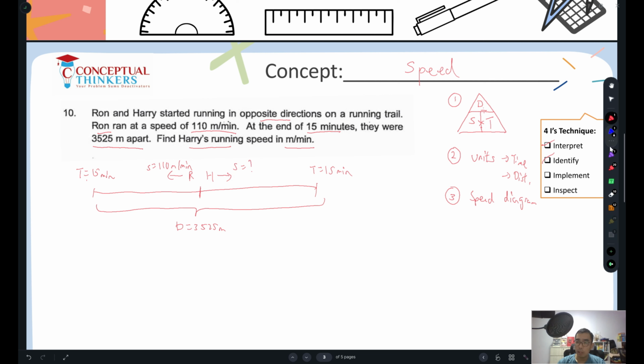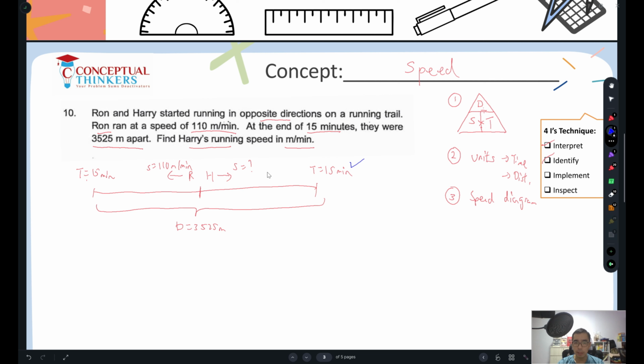Now let's start to think how to get the speed of Harry. Look at your formula. To get the speed of Harry, we cover S, so it will be distance divided by time. The first thing I ask myself is, do I have the time? The answer is yes, which is 15 minutes. It's easy to get this information from the question. Next I ask myself, do I have the distance? Apparently I don't have the distance of Harry, but am I able to find the distance?